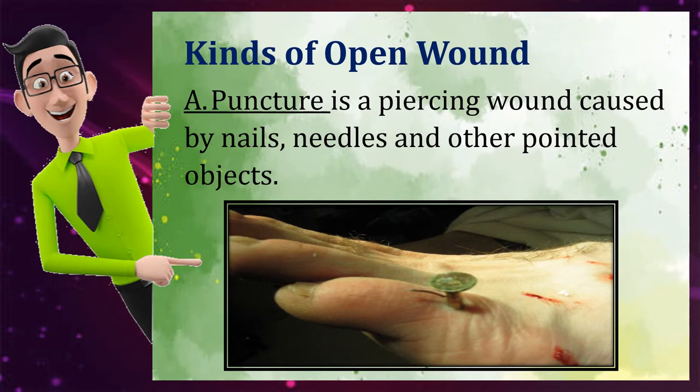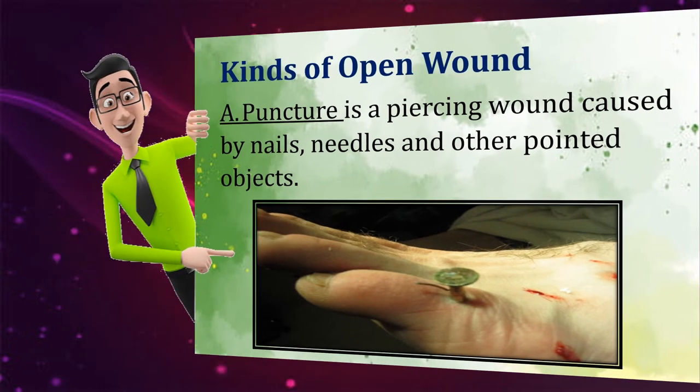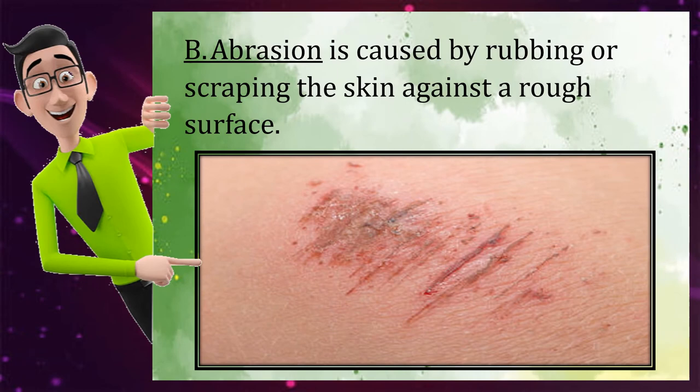Kinds of open wound. A. Puncture. Puncture is a piercing wound caused by nails, needles, and other pointed objects. B. Abrasion. Abrasion is caused by rubbing or scraping the skin against a rough surface.